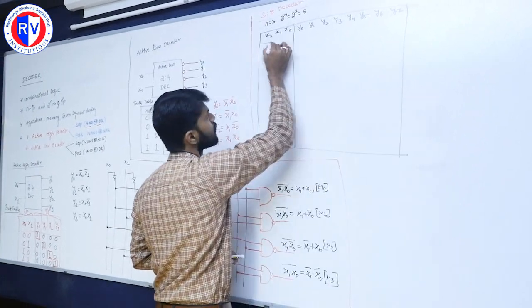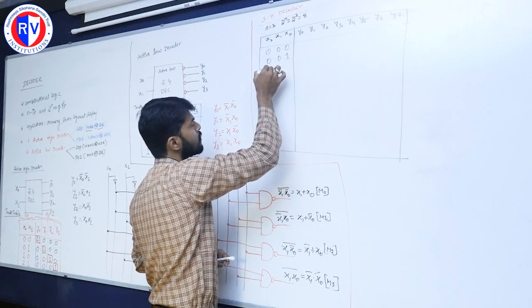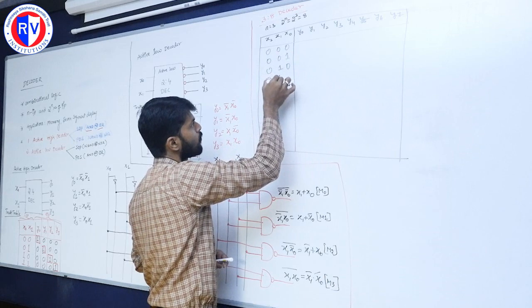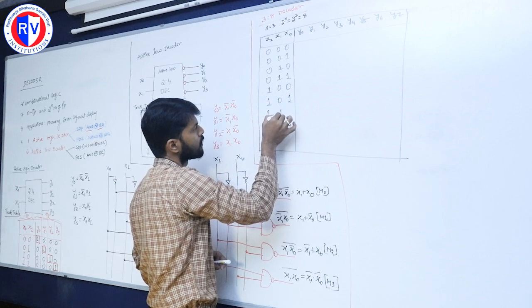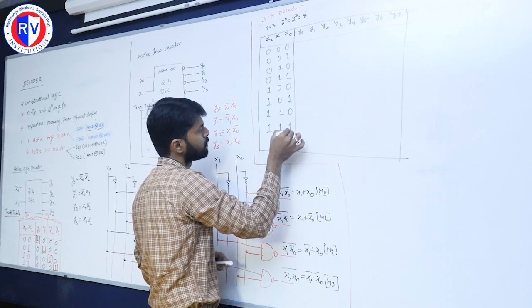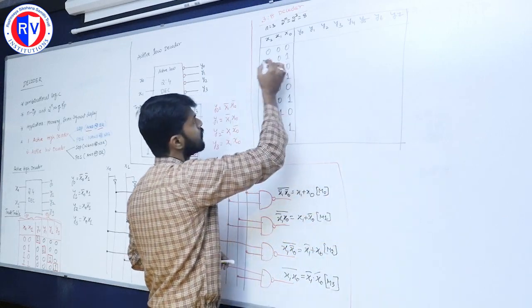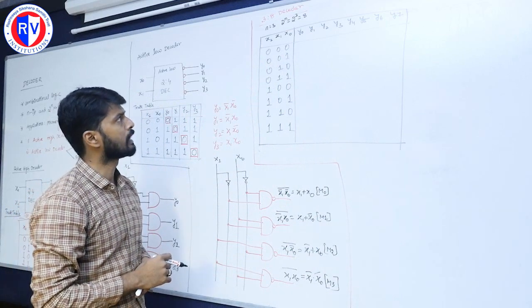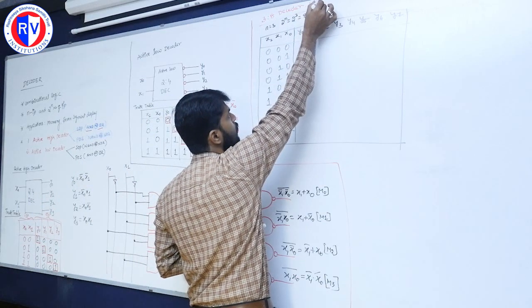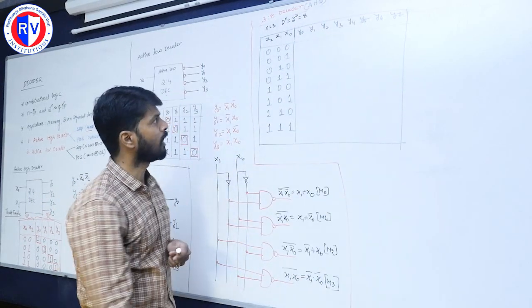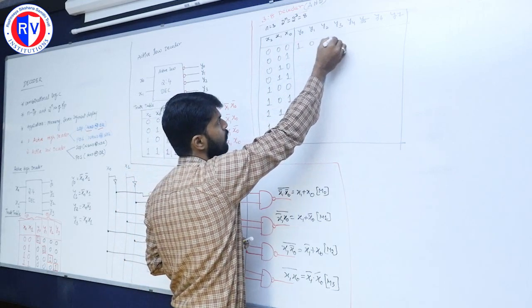So the combinations in this case are 0 0 0, 0 0 1, 0 1 0, 0 1 1, 1 0 0, 1 0 1, 1 1 0, and 1 1 1. Here I want to design an active high decoder. So we know that if it is 0 0 0, the line which is selected is 1 and the rest are all 0.